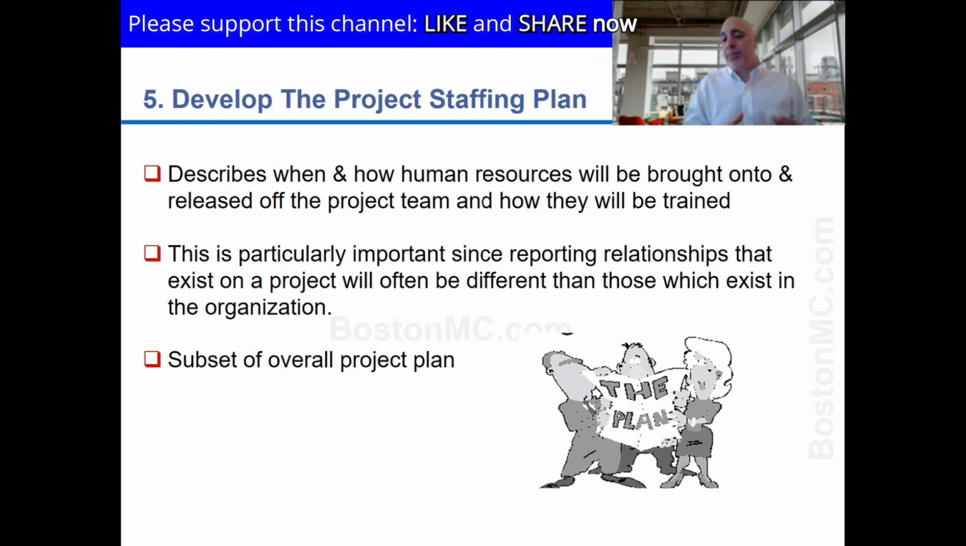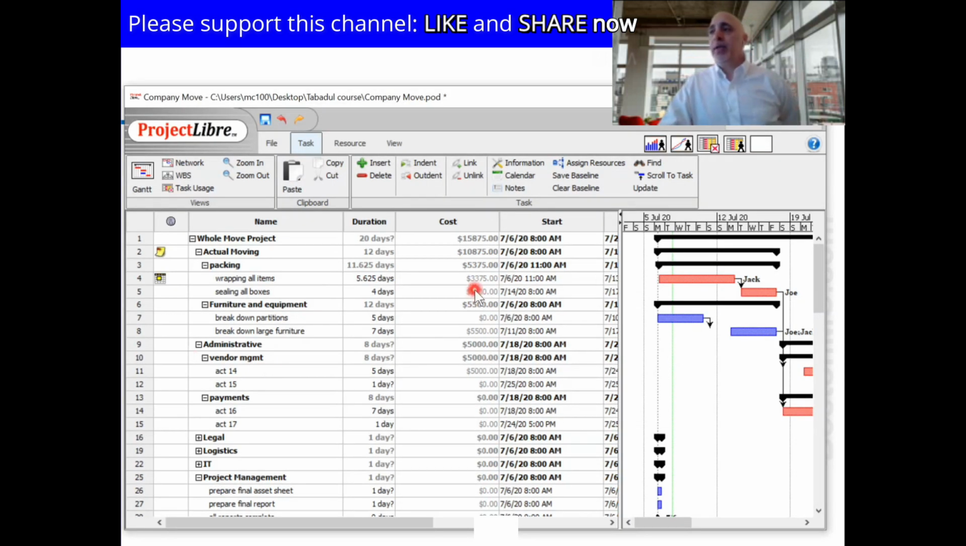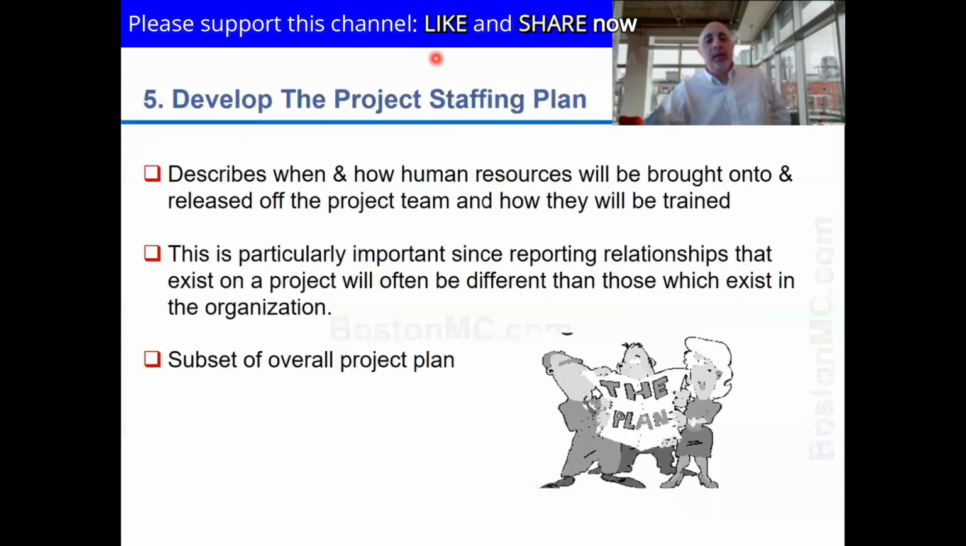So the ones who do follow-ups and things, we're not going to assign them on the project just like we assigned Jack and Joe and others. They will not have direct activities here, but they will have general activities that they do on the whole project. So for those, we need to also assign responsibility even when they are not showing on the schedule. And anyway, so the project staffing plan describes when and how the human resources, the people, will be brought onto and released off the project team, and how they will be trained.